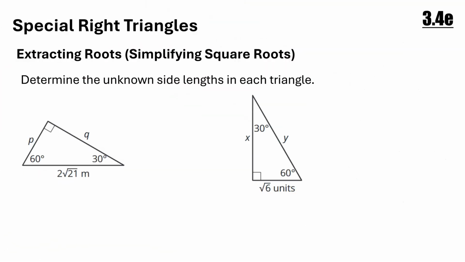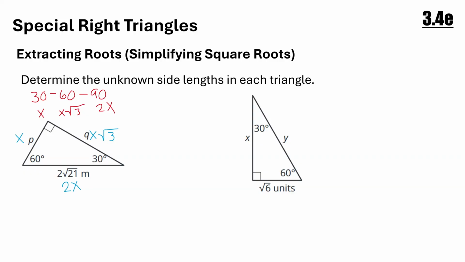The two problems below ask to find the missing sides, but the square roots will have to be extracted. The left triangle is a 30, 60, 90 right triangle, meaning that the ratios of the legs will be x, x times the square root of 3, and 2x. Side P will be x. Side Q will be x times the square root of 3. Side 2 times the square root of 21 will be 2x.